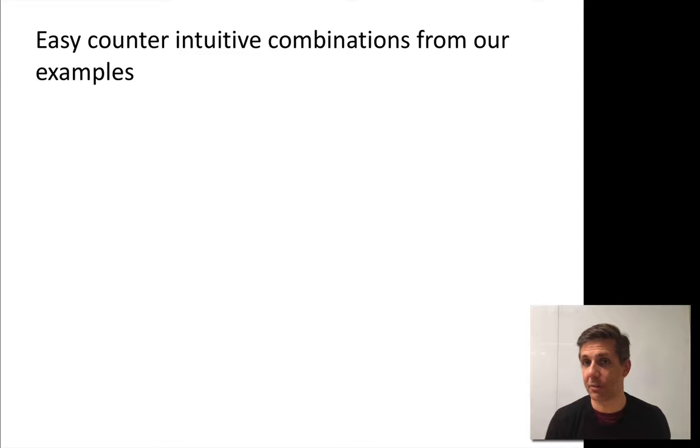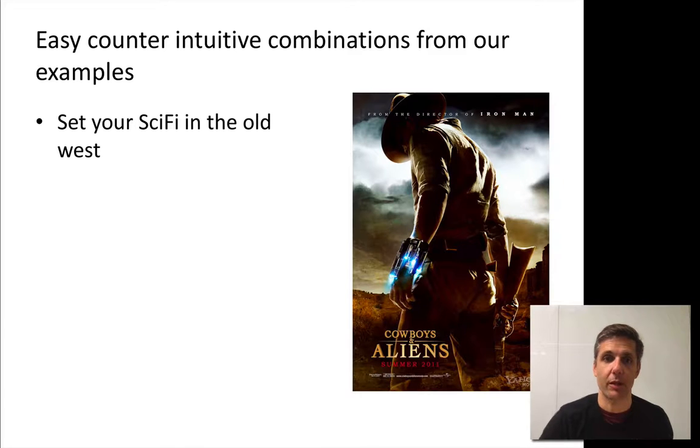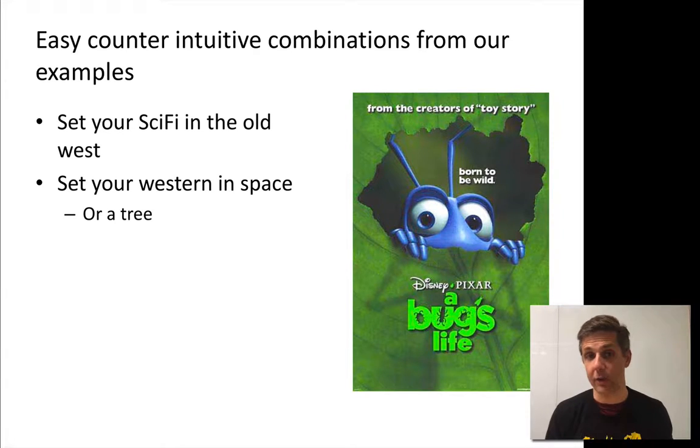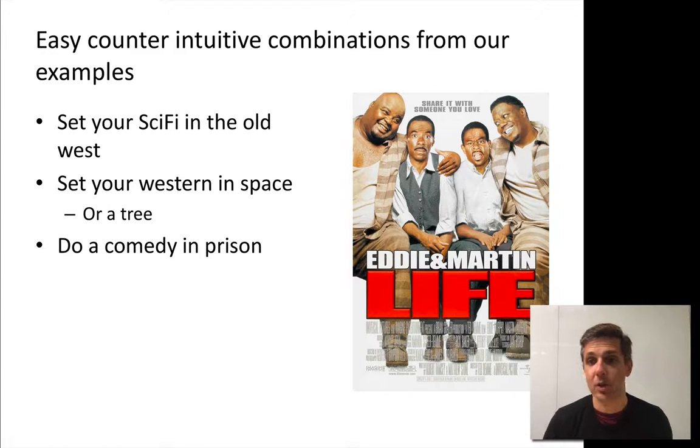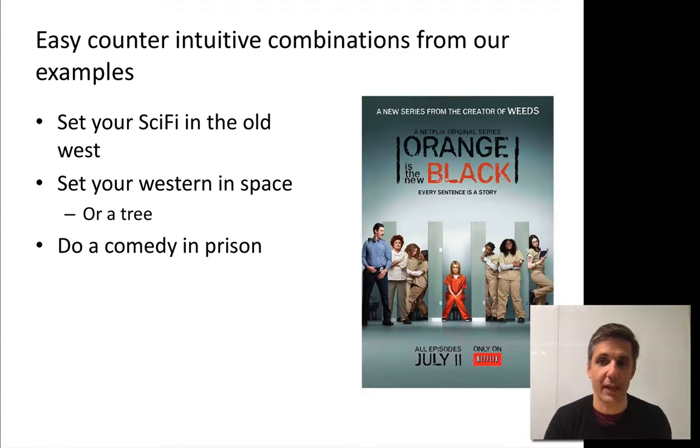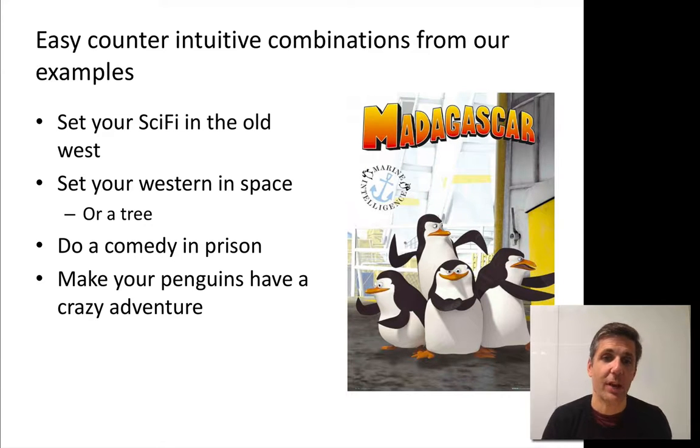So we can go back to some of our examples from before, and there's some relatively easy counterintuitive examples to come up with. We could set our science fiction movie in the Old West, Cowboys and Aliens, a pretty good graphic novel series and a pretty lousy movie. Or we could flip it and set our Western in space, and Serenity in the Firefly TV series. We could set our Western in a tree. A Bug's Life from Pixar is effectively a Western set in a tree. We could do our comedy in prison. Again, I'll go old school first, but we also have some more recent things to choose from as well. And we could make our penguins have a crazy adventure. Here's where the Happy Feet or Madagascar piece would come back in.